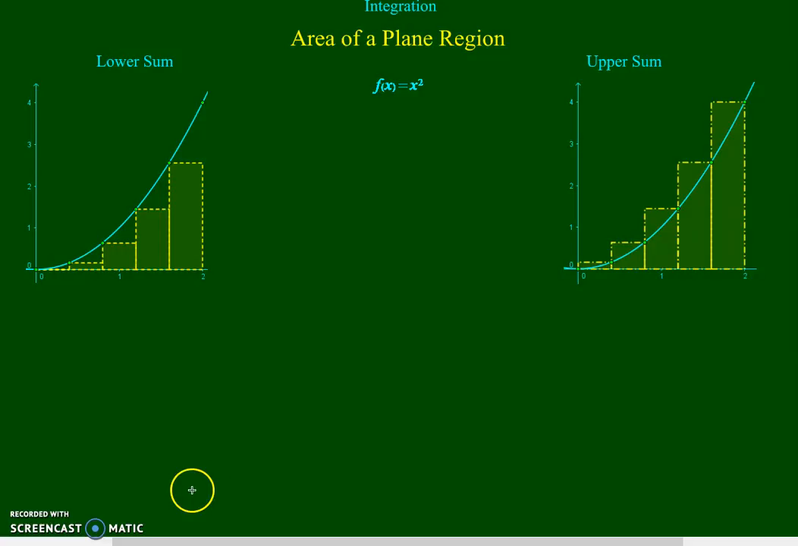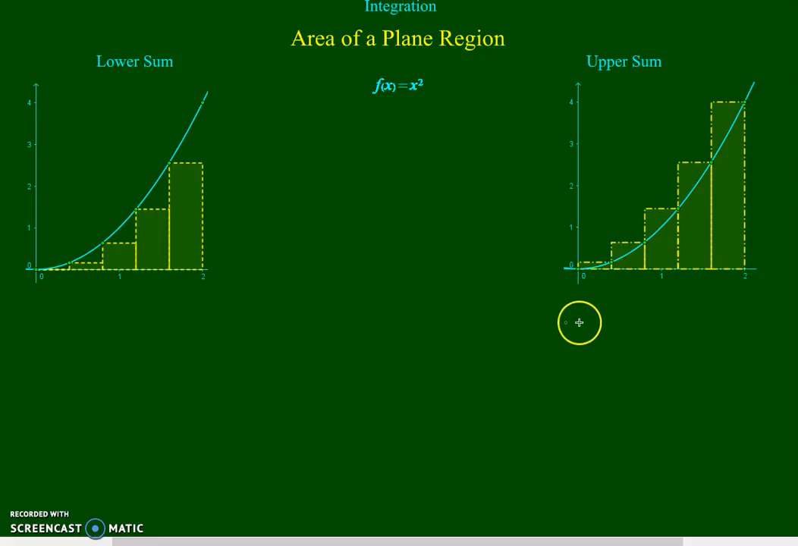In this problem we have the function f of x equals x squared, and here we have the upper sum, made by taking the height of the rectangles to be the right endpoint's intersection with the curve. Here is the lower sum using the left endpoints intersecting the curve. Let's first go ahead and find the upper sum, because it's going to be a little more straightforward than finding the lower sum.